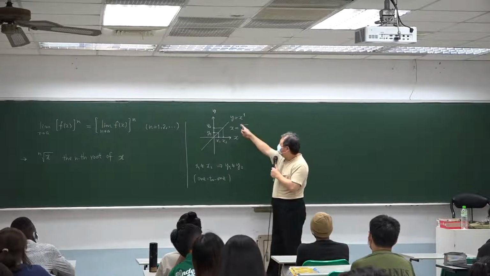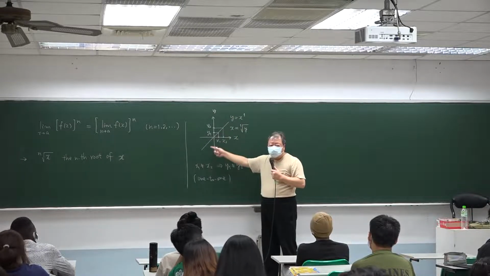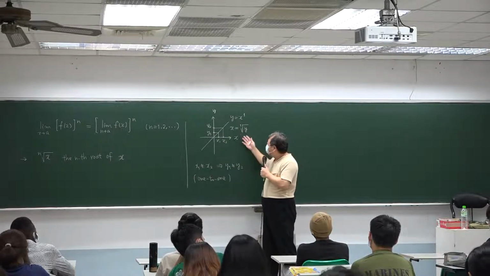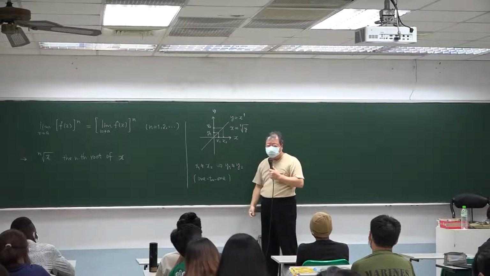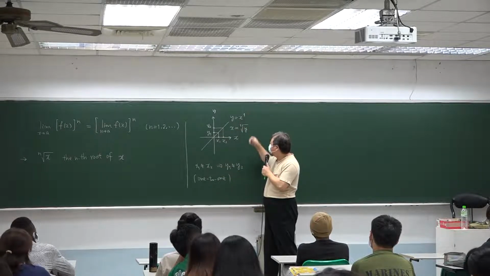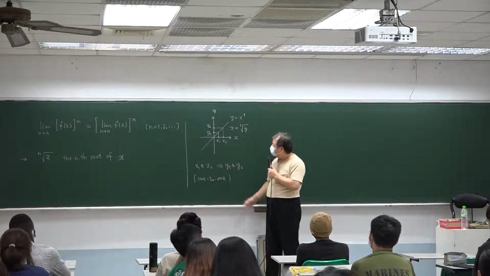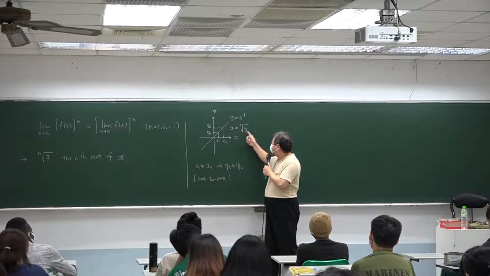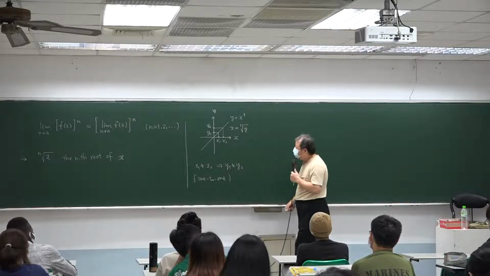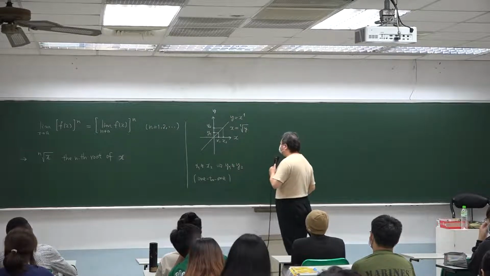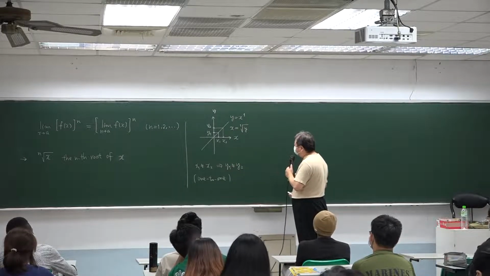So this curve has two different names, but they are all the same object, the curve. One name is y equals x raised to the nth power. Another name is x equals the nth root of y. So we have an inverse operation.